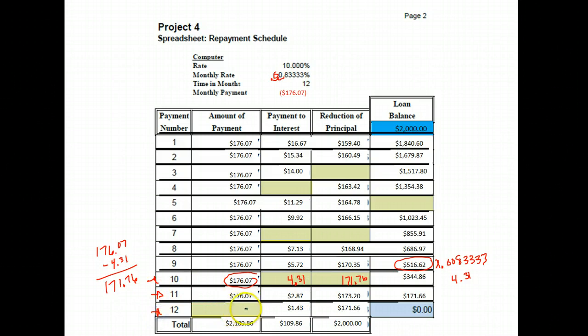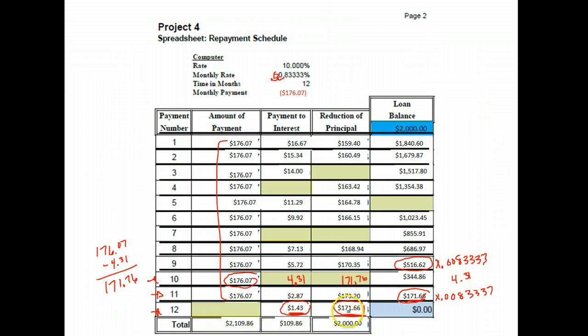Line 12, we need to know what is our last payment, because they try to spread the payments out and have them all be exactly the same. But sometimes when you get to the end, it doesn't come out quite even. So let's calculate the amount of our final payment. Well, one thing we could do is they filled in the interest and the principal for us. So again, what you would do is take the amount of principal that's left times your interest rate. But they did that for us and got $1.43. Plus you have to pay everything that's left on the loan, the rest of the balance, $171.66.